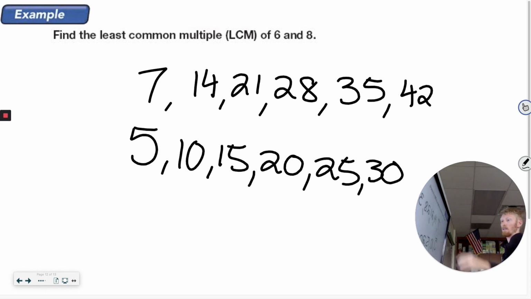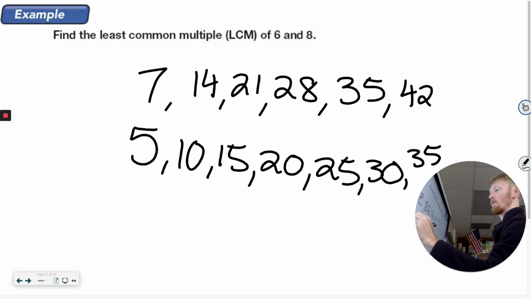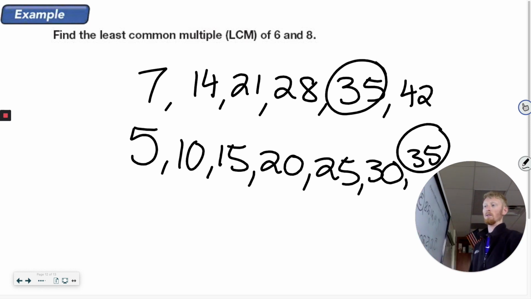I do not. 35. All right, 35 then is the smallest number that those have in common, the least common multiple.